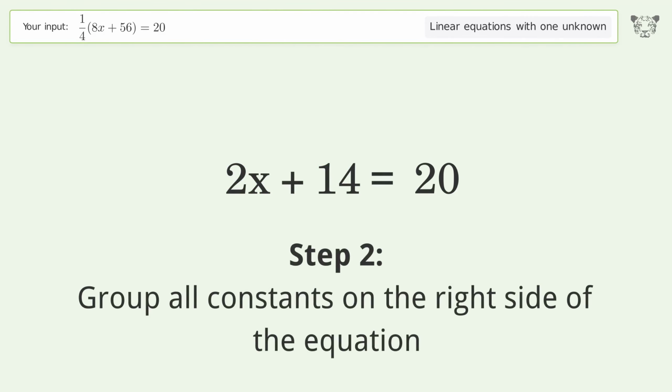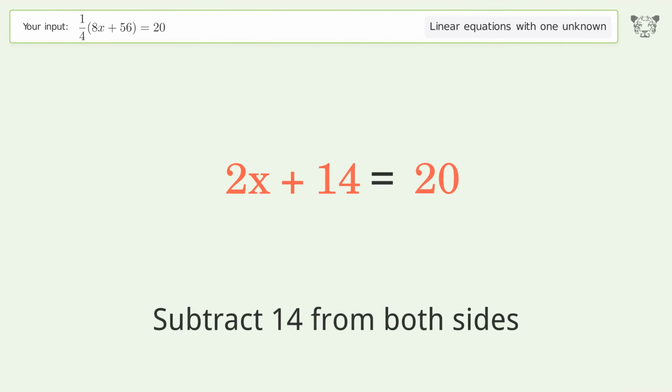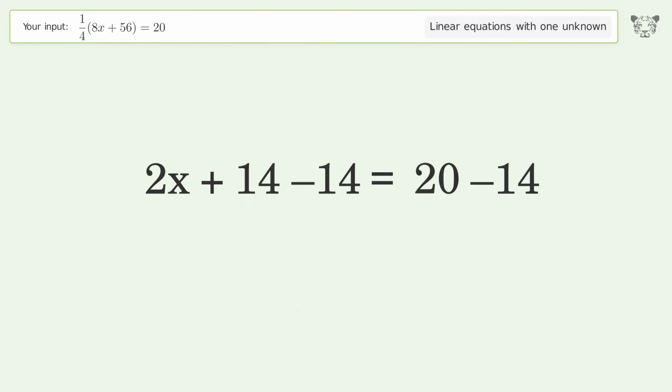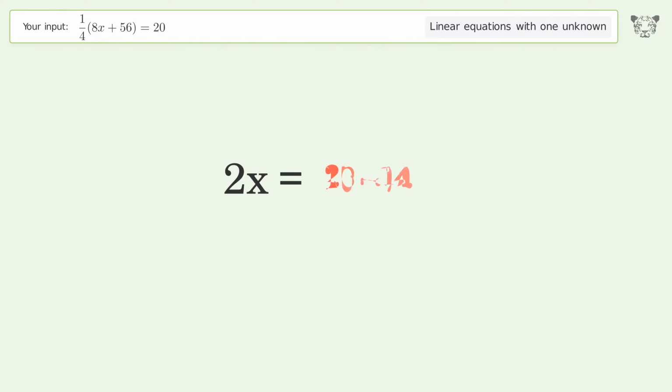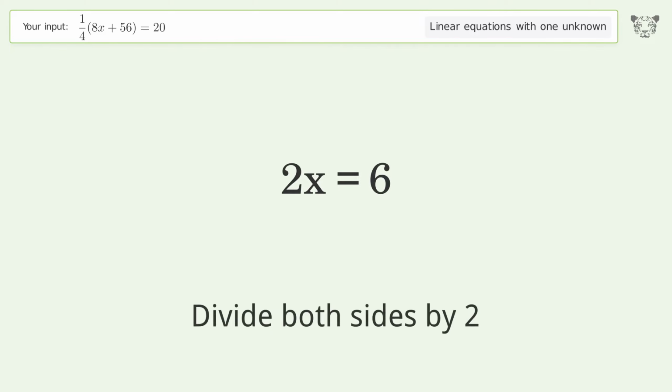Group all constants on the right side of the equation. Subtract 14 from both sides. Simplify the arithmetic. Isolate the x. Divide both sides by 2.